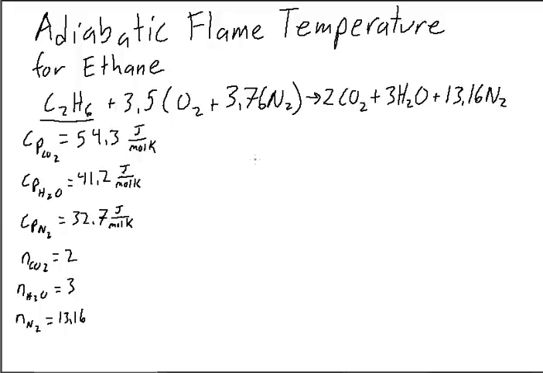Now to calculate the adiabatic flame temperature, we can use equation 1.28 from page 27 of Drysdale's An Introduction to Fire Dynamics, second edition, where T_F adiabatic is equal to the ambient temperature plus the heat of combustion of the fuel divided by the sum of the number of products times their specific heats.